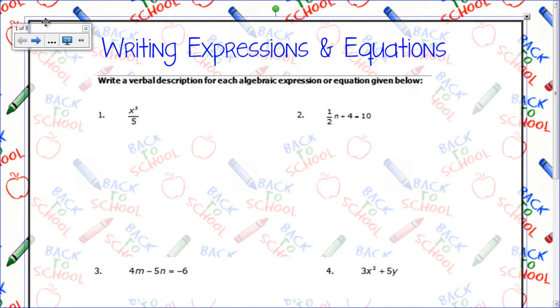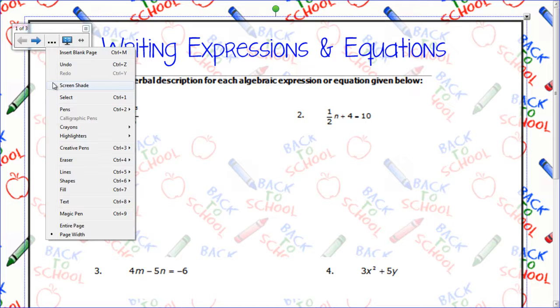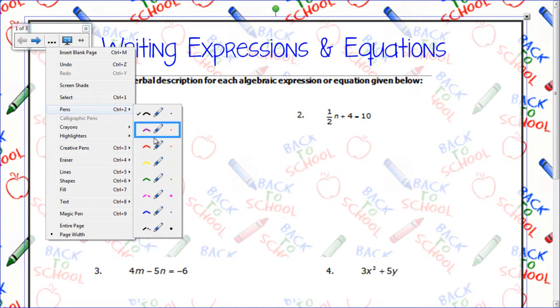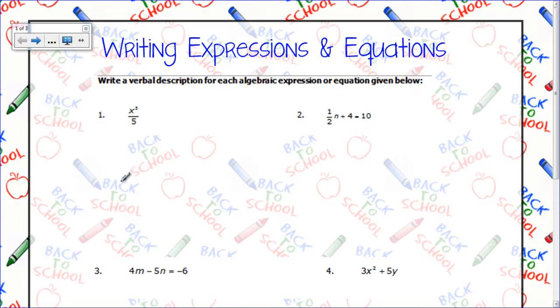So the first thing I want you to do is think about some math words that you know that we can use in verbal expressions. For example, sum means plus, quotient means divide, and is means equals, those kinds of things that will help you as we are writing our verbal expressions from our algebraic expressions, and vice versa.